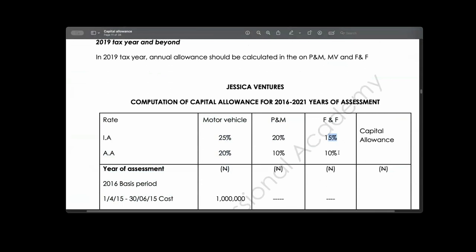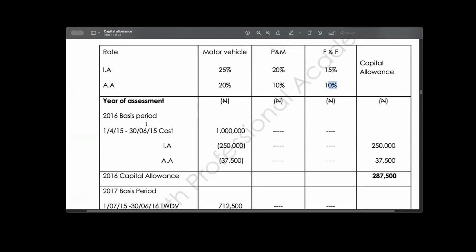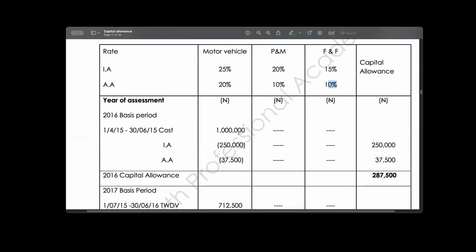This is 15 and 10. So in the first year, 1 million was incurred to acquire a motor vehicle. And don't forget, we have said if your basis period is not up to 12 months, you are going to prorate the basis period. Now, in this regard, this basis period is not up to 12 months. And why is it not up to 12 months? It's because the company is just commencing operation.